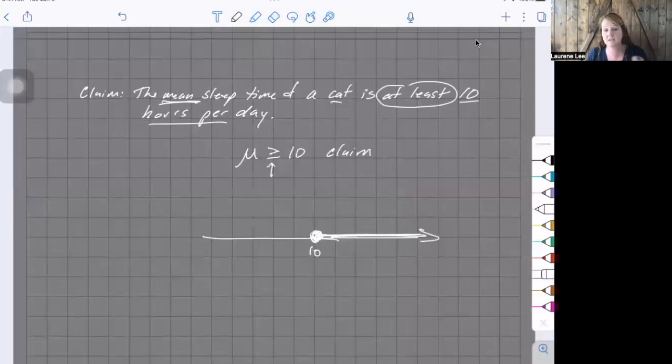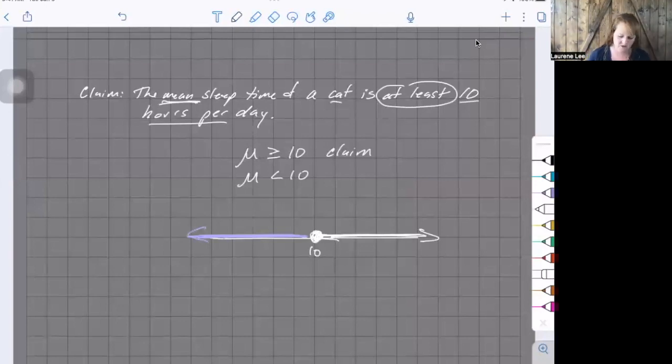Now, what is the claim not saying? The complement is everything else. So it's everything less than 10. So the complement is going to be mu is less than 10. Now, the reason it doesn't have a line under it is because the 10 was taken up in the claim. That was the or equal to. So now we're strictly less than. So as you can see, what happens with the claim and the counterclaim is one arrow goes to the right and one will always go to the left. One will have the line under it and one will not. That's the pattern that will always happen.